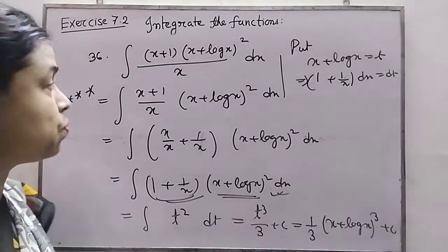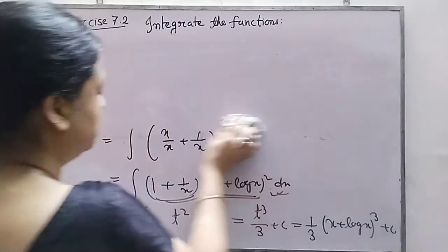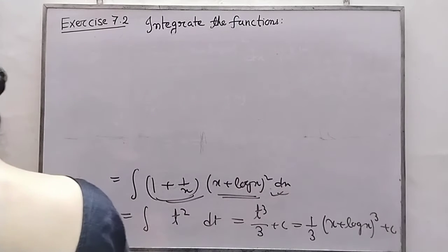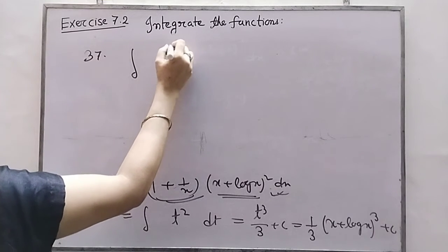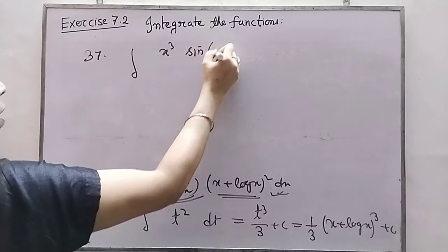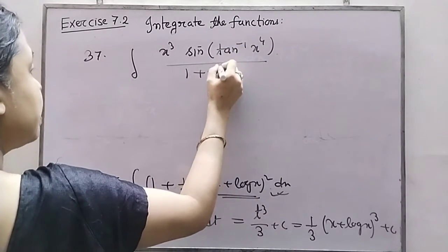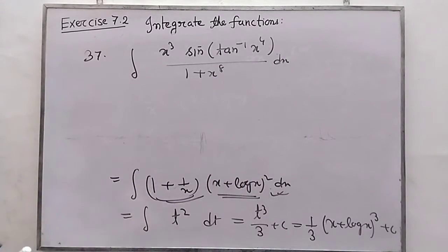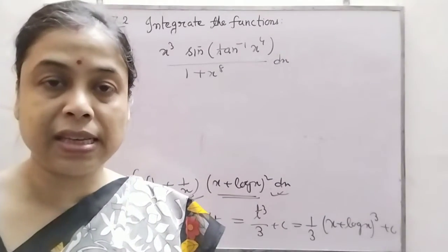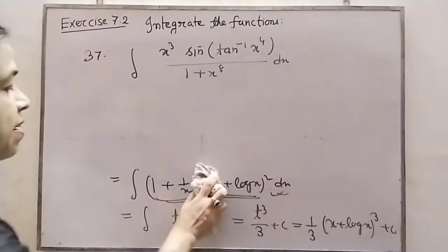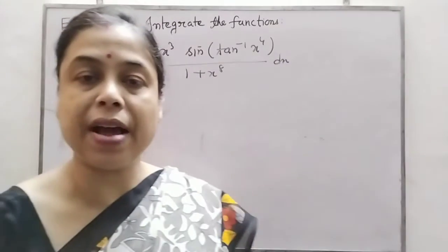Now, I go to the next question, number 37. Your question number 37 is integration of x cube sine of (tan inverse of x to the power 4) divided by 1 plus x to the power 8 into dx. If you remember, the derivative of tan inverse of x is 1 by 1 plus x square. Here its derivative is directly present in the integrand. So as I told you earlier, try to remember the derivatives properly.